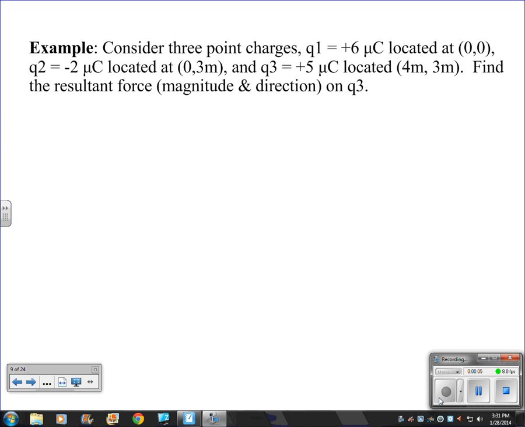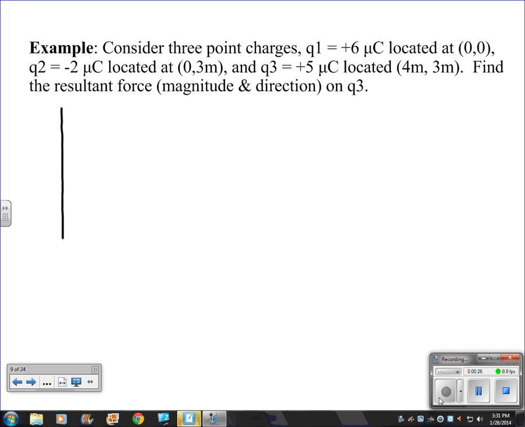Take a look at an example. Consider 3-point charges: Q1, 6 microcoulombs, located at (0, 0); Q2, negative 2 microcoulombs, located at (0, 3 meters); and Q3, 5 microcoulombs, located at (4 meters, 3 meters). Find the resultant force, magnitude and direction, on Q3.